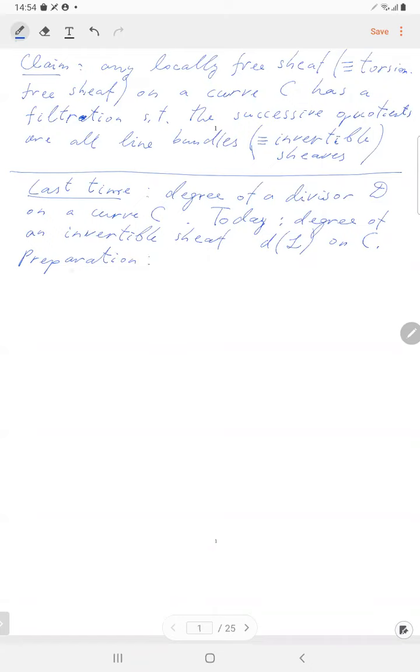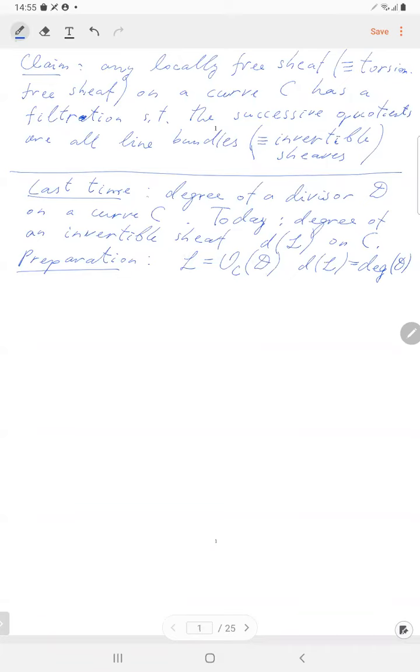Well, I mean, we know that any invertible sheaf L is necessarily O_C of D for some divisor, and then the degree of L will be just the degree of this divisor D. But we must check that this is well defined. Yeah, that if there are various ways to identify an invertible sheaf with this O_C of D, and for all the choices of divisor D, they will have the same degree. So we need to check this.